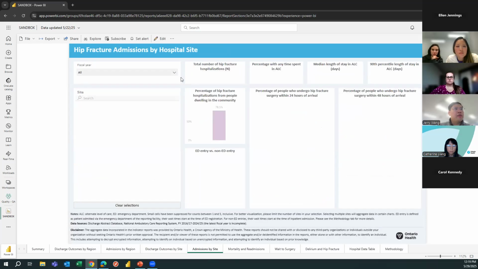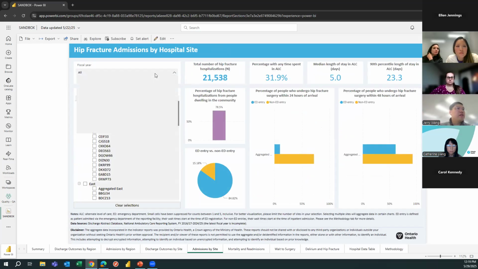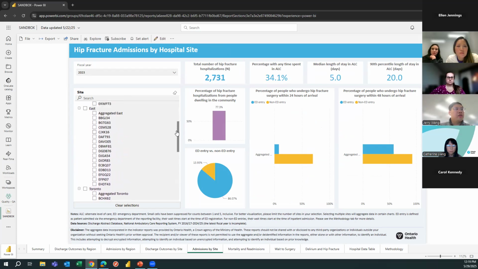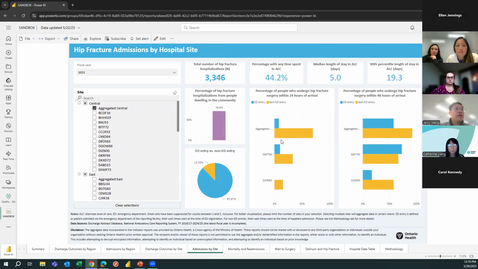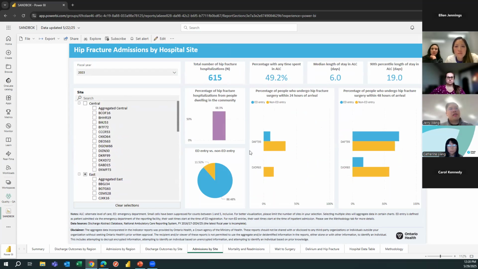Focusing on these two sites, we can look at what happens in the admission. So again, we can choose a fiscal year, and we can also find which sites that we're interested in here. So the power of the eReports is that it'll automatically update, and you can see the differences in specifically here, percentage of people who undergo hip fracture surgery within 48 hours of arrival. It's a much higher percentage in this site called Daft compared to Jor here. And we can focus in more on that in the next tab as well.